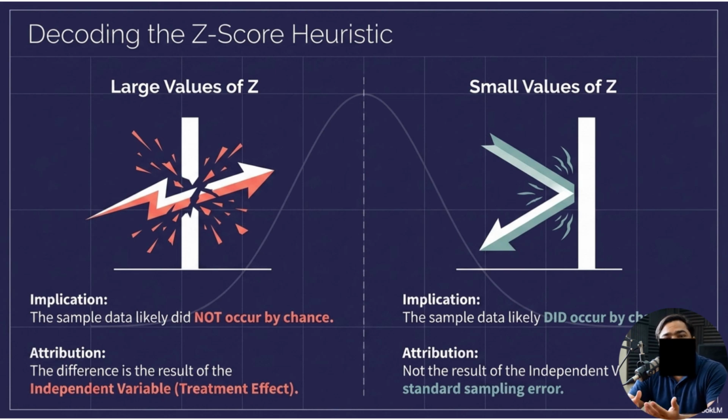So the basic interpretation is: large z score, less likely due to chance; small z score, more likely due to chance. But remember, large or small is not based on personal judgment. It depends on the critical value and alpha level we set before the test. In our example, the z score was 1.87. It was somewhat large but not large enough to pass that critical value of 1.96.